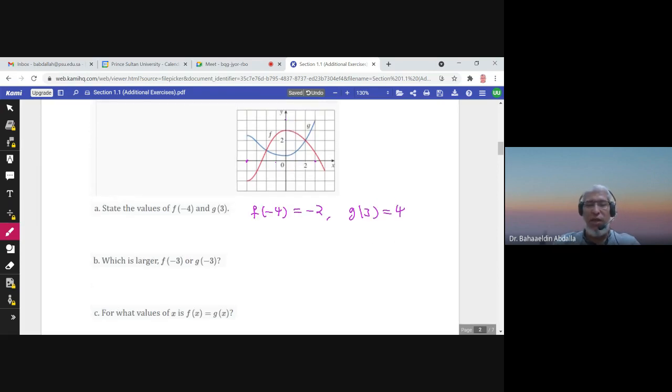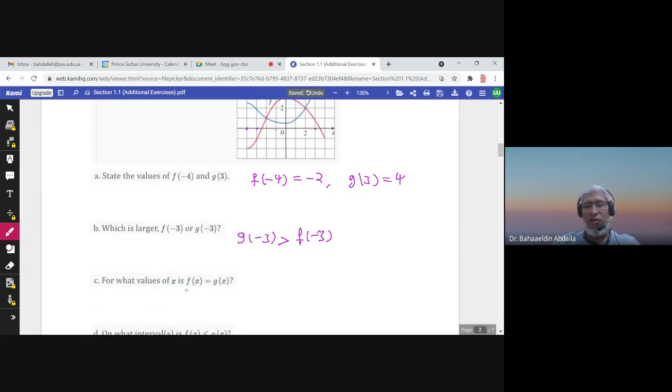Which is larger, f of negative 3 or g of negative 3? Well, x is negative 3, so negative 1, this is negative 3. Now, g is the blue, so g of negative 3 is above f of negative 3. G of negative 3 is positive. F of negative 3 is negative. So in fact, g of negative 3 is greater than f of negative 3. It's larger than.